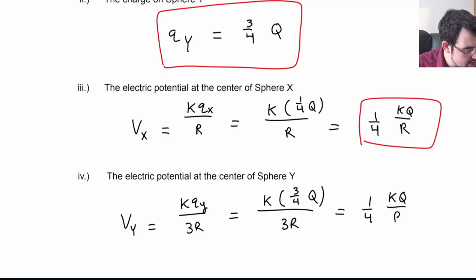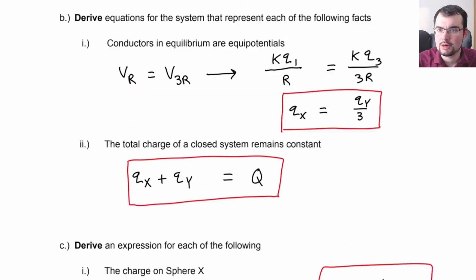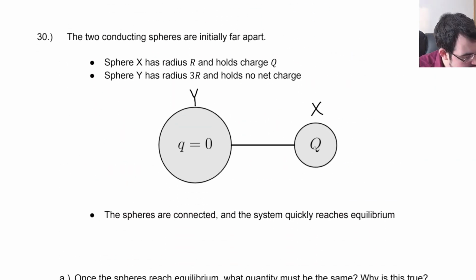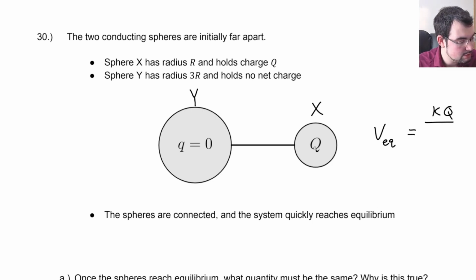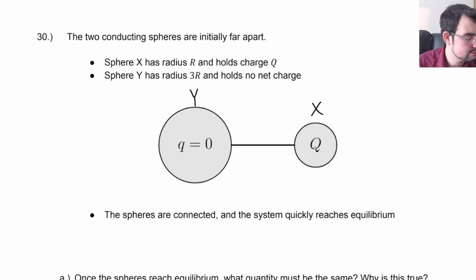And now there's a really sneaky shortcut to this problem that I enjoy, where we could have just said that at equilibrium, we have a charge q distributed over a system of effective radius r and 3r connected to each other. So we get kq over 4r, which is the same result as we expected. So that's a little sneaky solution to that problem.